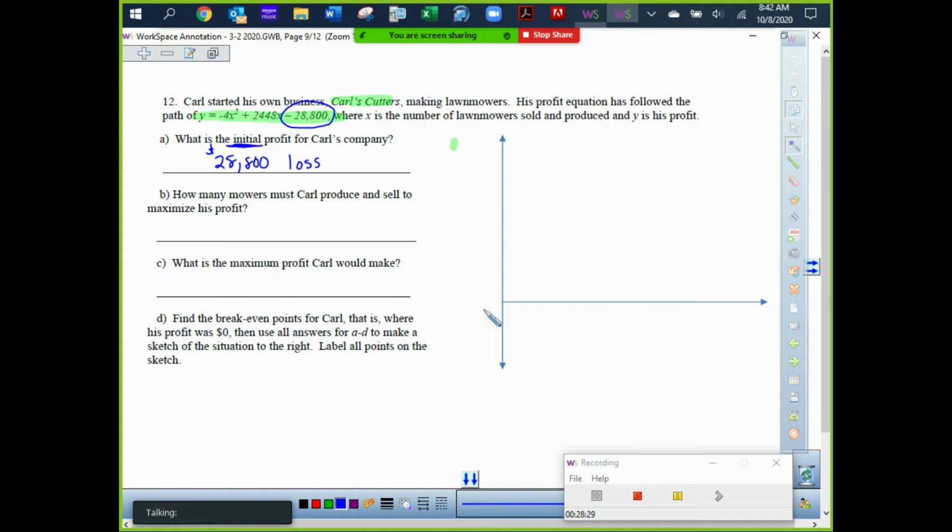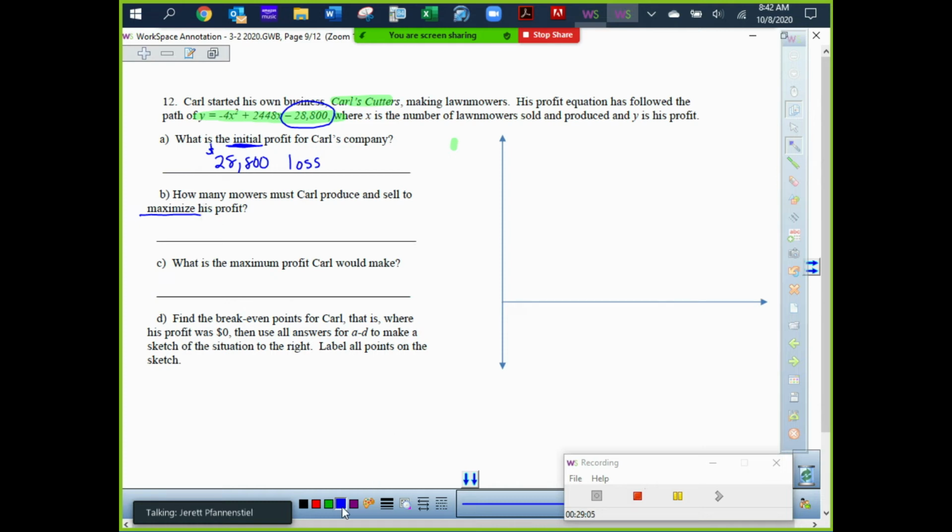He has to invest some money into all of the things he's going to sell, right? So he's got to spend some money before he can make some money. You with me on that? So he started at a loss. How many mowers must Carl produce and sell to maximize his profit? When they mention maximum, do we want to find the y-intercept, the vertex, or the x-intercept?